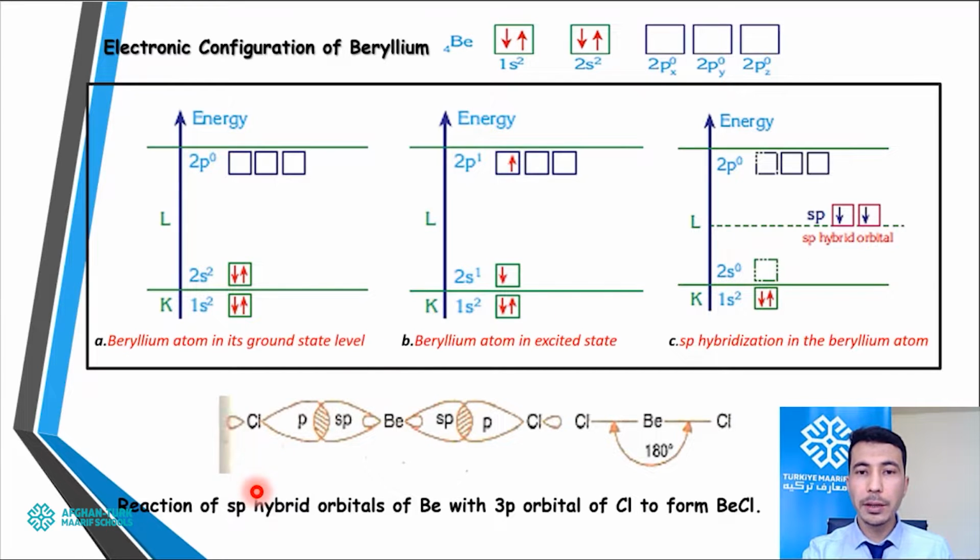And let's have a look here. The reaction of the sp hybrid orbitals of beryllium with the 3p orbital of chlorine. Beryllium is in the center and it has two hybrid orbitals ready to react, and each chlorine has one 3p orbital ready to react. They react with each other and form beryllium chloride. The angle between them is 180 degrees.